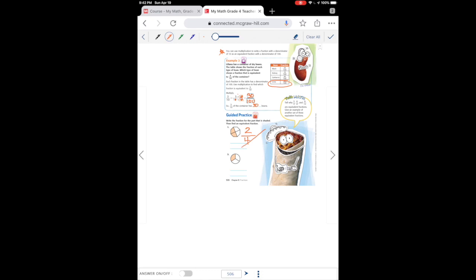Why is it looking funny? Oh, well, that's okay. 4/8. These are the same. Okay, number 2.